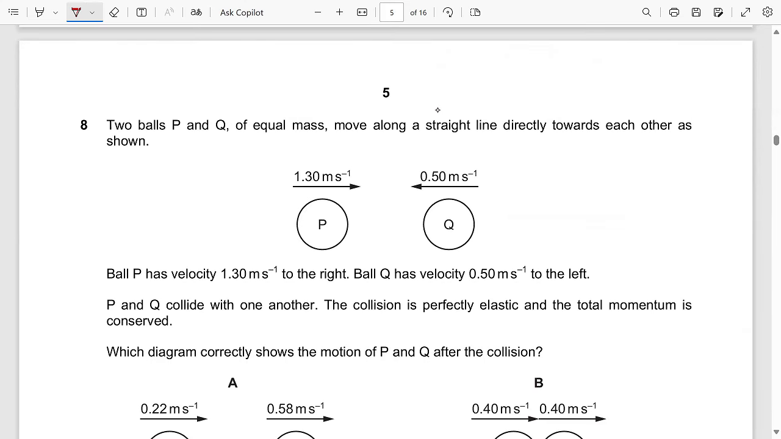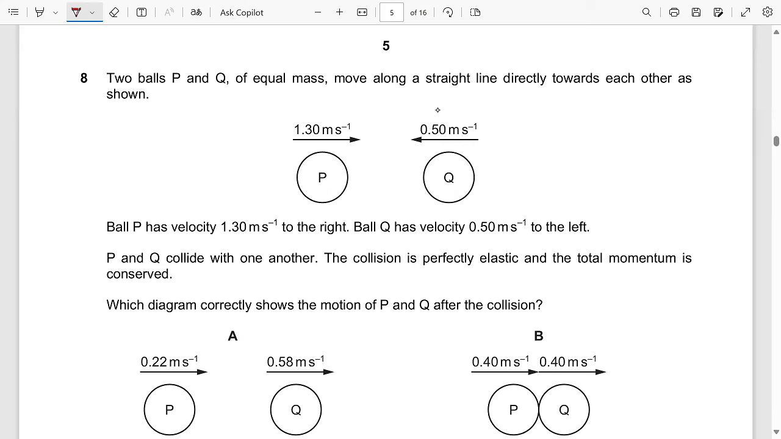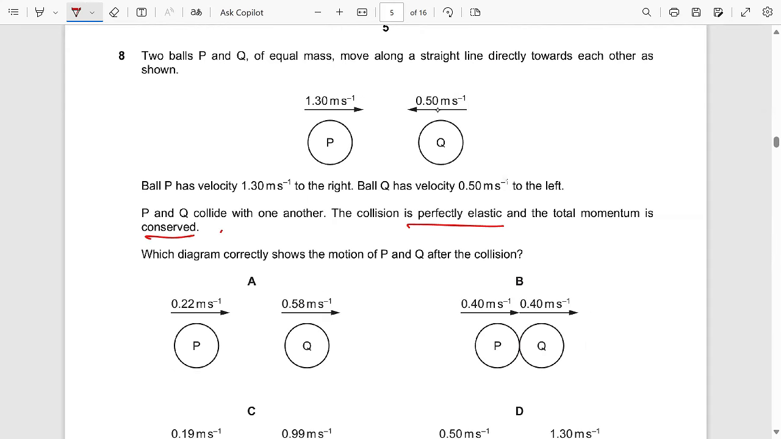Two balls P and Q of equal mass move along a straight line directly towards each other as shown. Ball P has a velocity of 1.3 meters per second to the right. Ball Q has a velocity of 0.5 meters per second to the left. P and Q collide with one another. The collision is perfectly elastic. It's a very important thing here. And the total momentum is conserved. Which diagram shows the motion of P and Q after the collision?